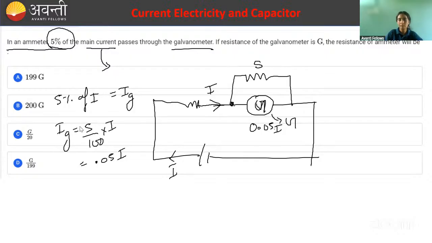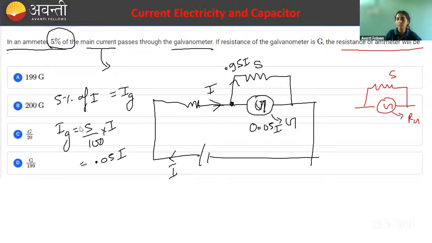So 0.05 I is coming here, so 95% will go this side. So 0.95 I will go this side. Now what we need to calculate is the resistance of the ammeter. In order to calculate the resistance of this ammeter, the ammeter is this, right? It is this. Resistance of this ammeter will be equal to how much?